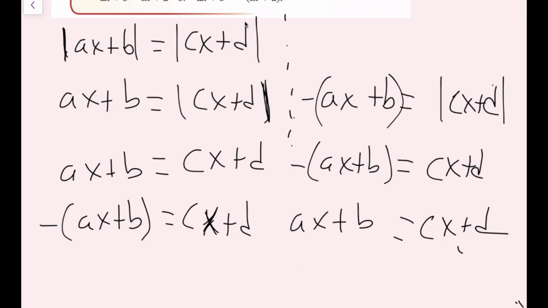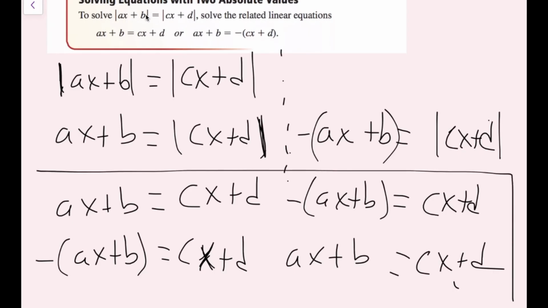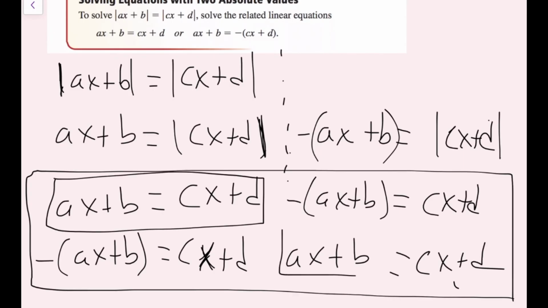So we've completely solved, I'm using my air quotes here, solved this. We've at least unwrapped this right here. And these are the 4 equations that we have. But if you notice, up here we only have 2 equations. We have ax plus b equals cx plus d, or ax plus b equals negative cx plus d. Well, if you look, this equation is the exact same as this equation. They're identical. And then this equation is the exact same as that one right here. So these are the same.